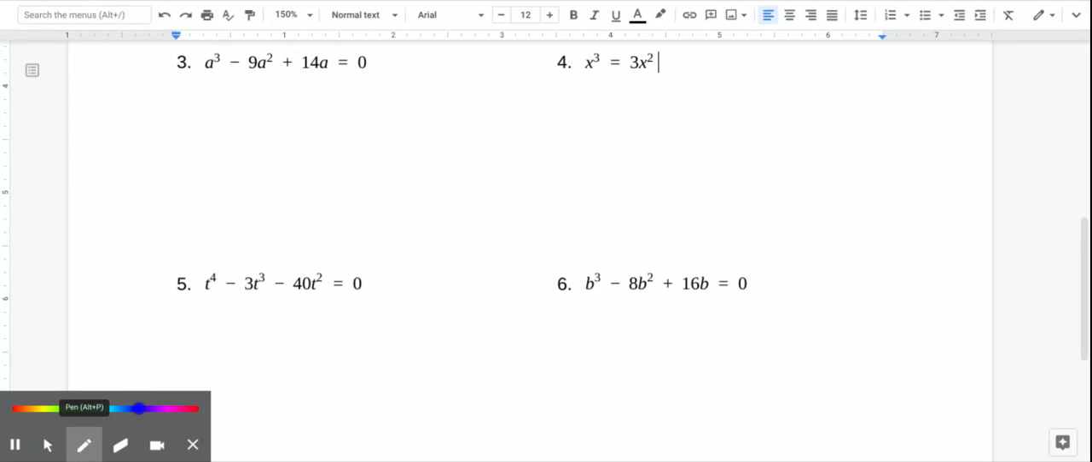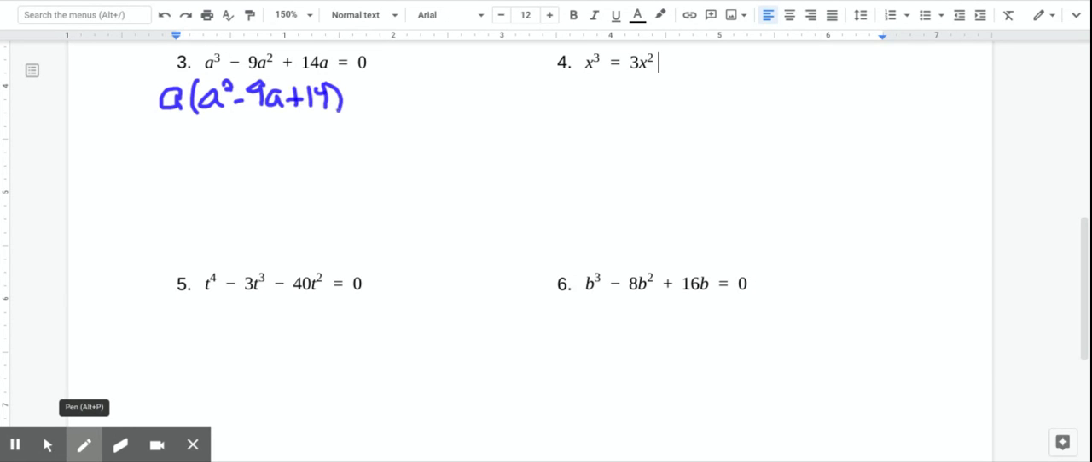We can start there. So we want to factor this thing. The first thing hopefully you notice is it has a GCF. We can factor out an a to start with, and that'll leave us with a squared minus 9a plus 14. Then we're going to keep factoring that because I'm pretty sure we can. The signs are going to be the same, and they're both negative. I'm looking for factors of 14 that add up to negative 9, and it'll be negative 2 and negative 7.